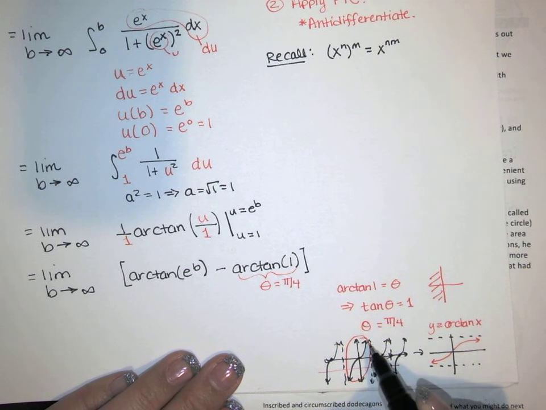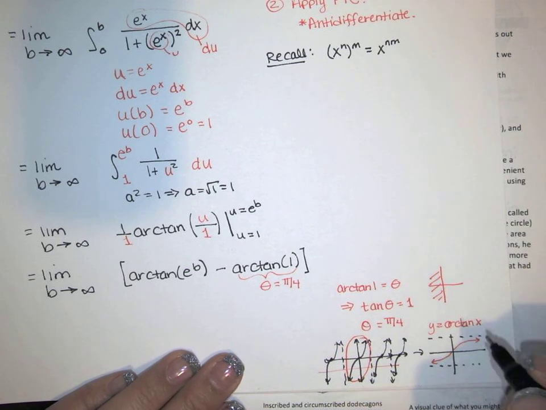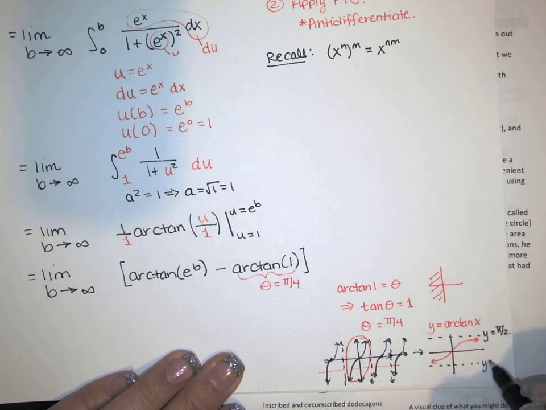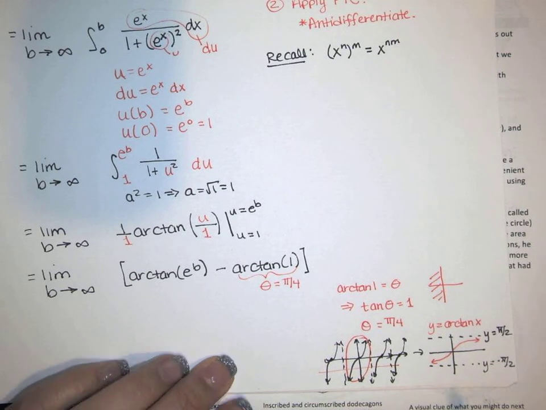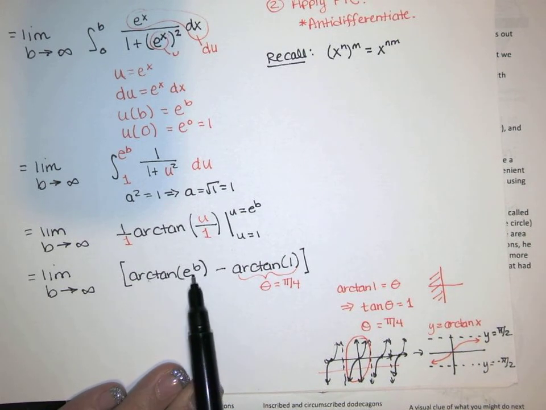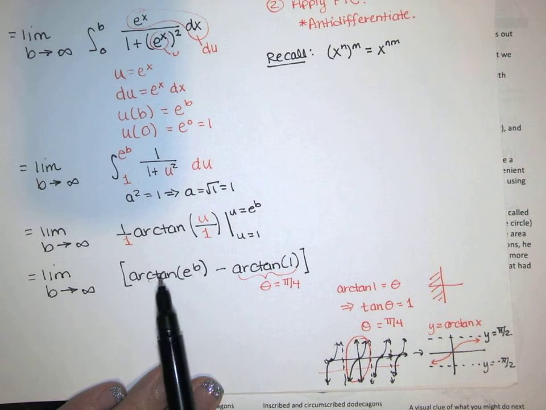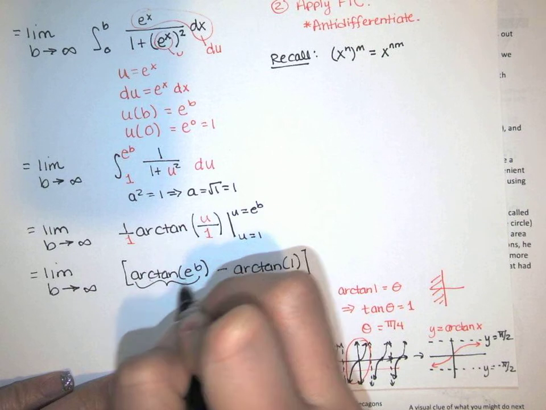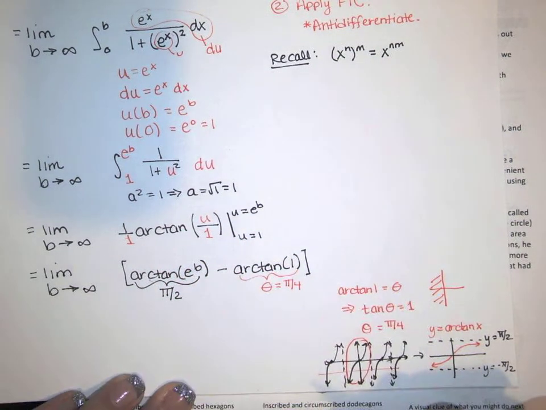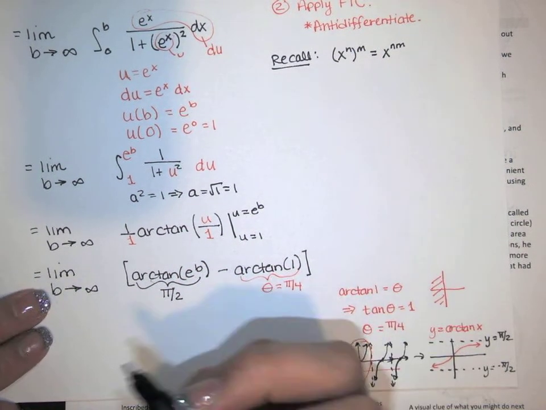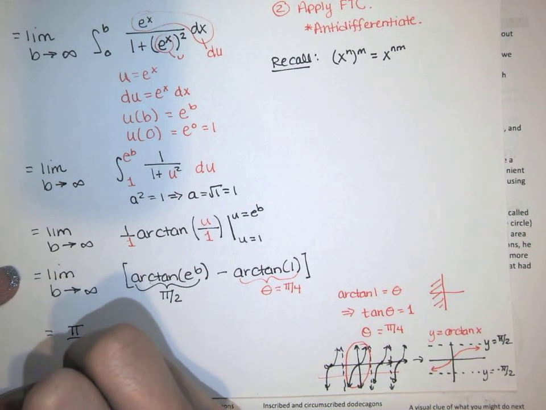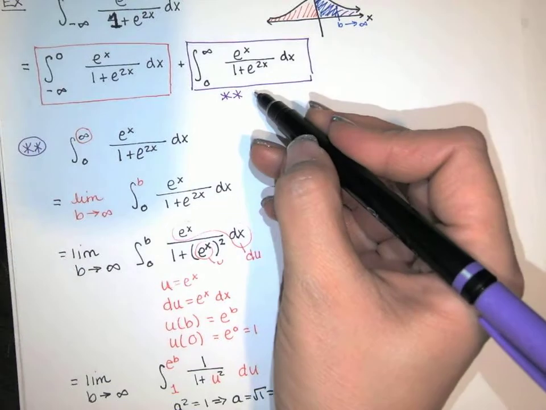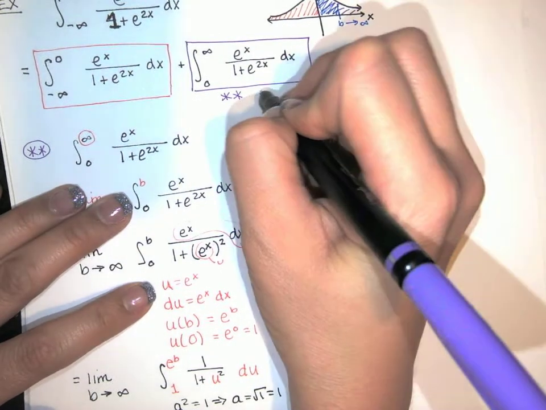When I switched x and y, x equals pi over 2 became y equals pi over 2, and x equals negative pi over 2 became y equals negative pi over 2. So as e to the b goes to infinity, arctangent of something very large is approaching pi over 2. So this is approaching pi over 2, and that is approaching pi over 4. So I've got half of pi minus a fourth of pi. That's a fourth of pi, and that's great. This part converges. It converges to pi over 4.